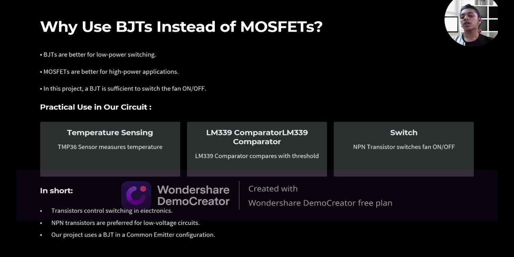Now, practical use in our circuit. So, temperature sensing: the TMP36 sensor measures temperature, and the LM339 comparator compares it with a threshold and switches the NPN transistor, which switches the fan on and off. In short, transistors control switching in electronics and NPN transistors are preferred for low voltage circuits. Our project uses a BJT in a common emitter configuration.